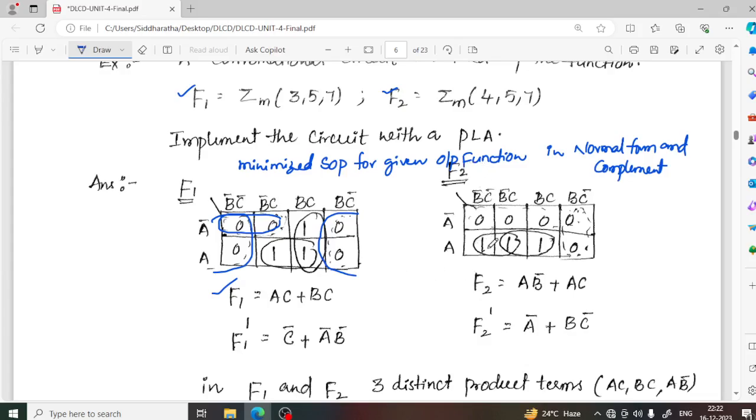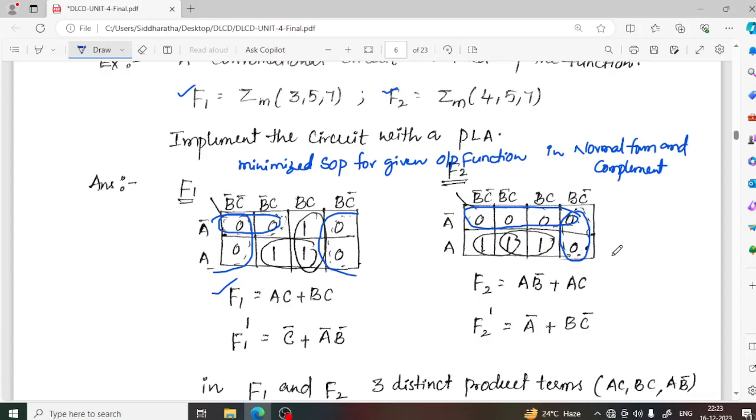Then about F2. To group the ones, two pairs are possible: AB bar plus AC. Then to get the complement of F2, that is F2 bar, we have to group the zeros. To cover the zeros, 1 quad and one pair. For the quad, the expression is A bar. For the pair, the expression is BC bar. So this is the first step.